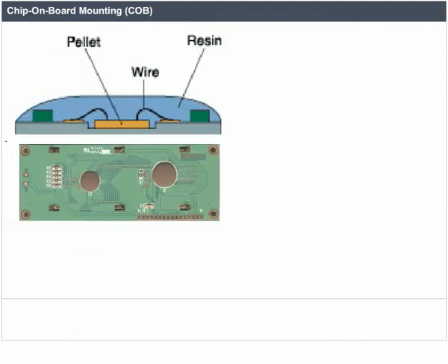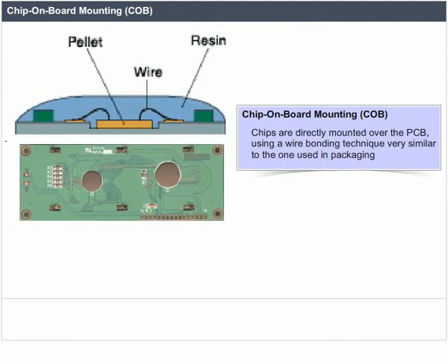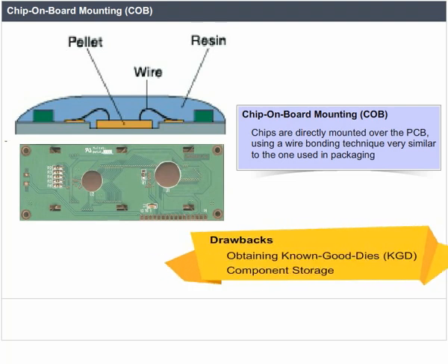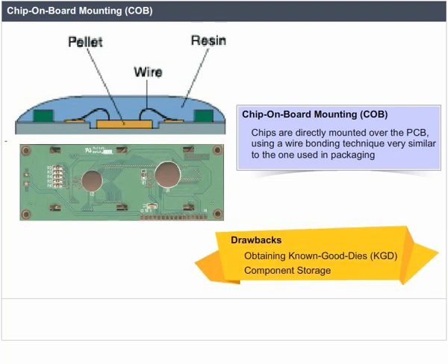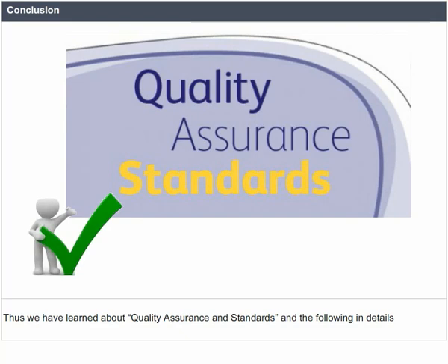Chip-on-board mounting, COB. Chips are directly mounted over the PCB using a wire bonding technique very similar to the one used in packaging. Drawbacks: obtaining known good dies, component storage. Conclusion. Thus, we have learnt about quality assurance and standards and the following in detail: electronic packaging.